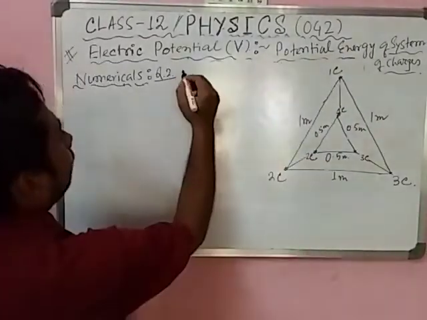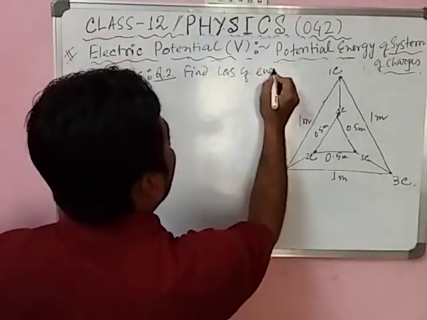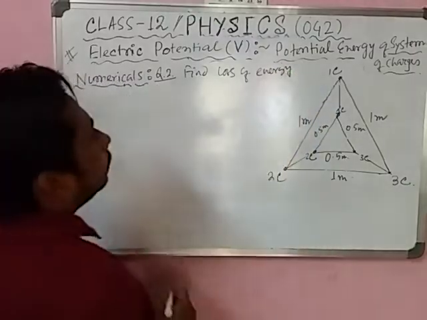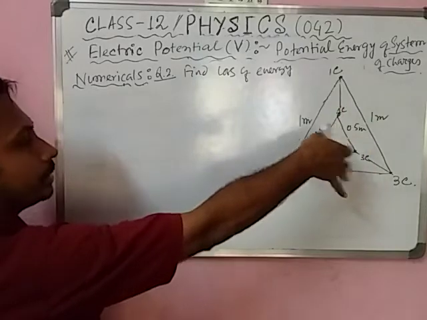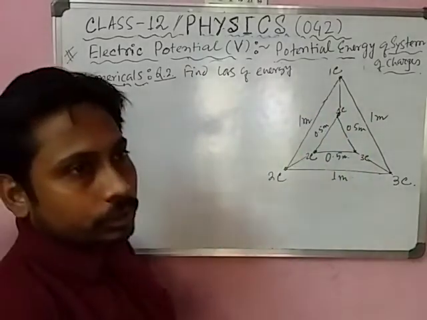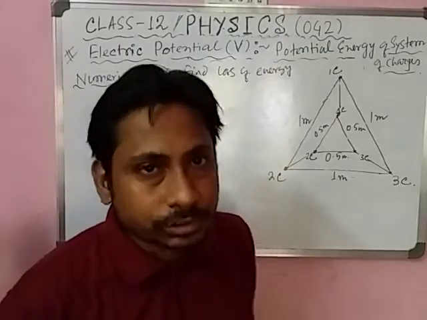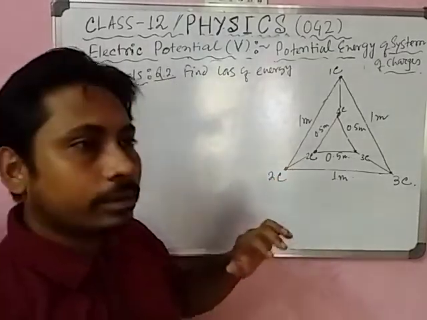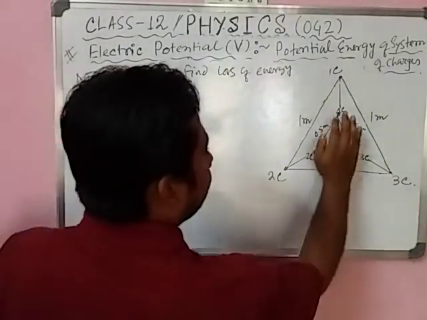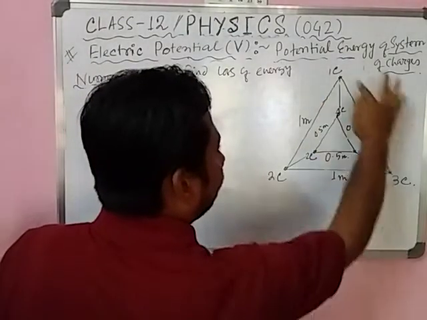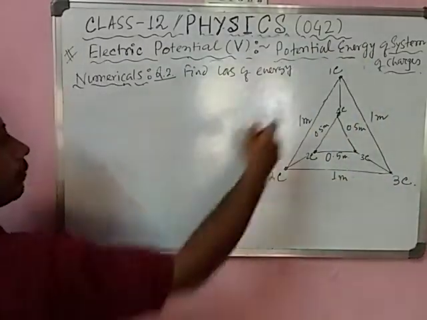Okay. So find the loss of energy to bring 1, 2, 3C in the following system. Student, these numericals are actually from PYQ, means previous year's questions. So please do it properly. Okay. So listen. First of all, think for the larger triangle. So you know how to calculate the potential energy for the bigger one.